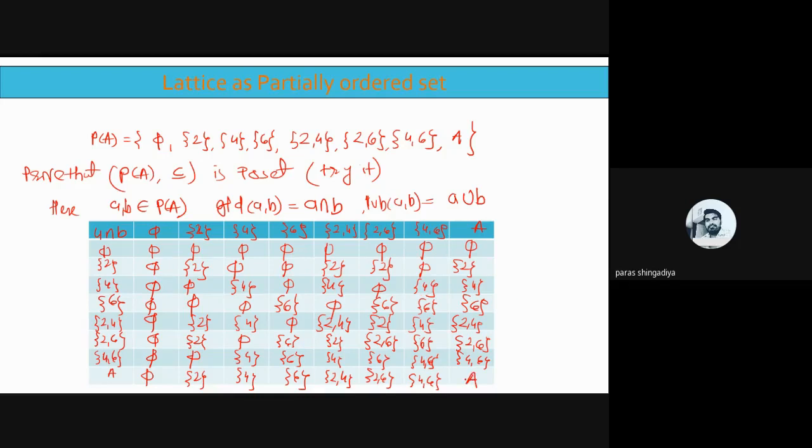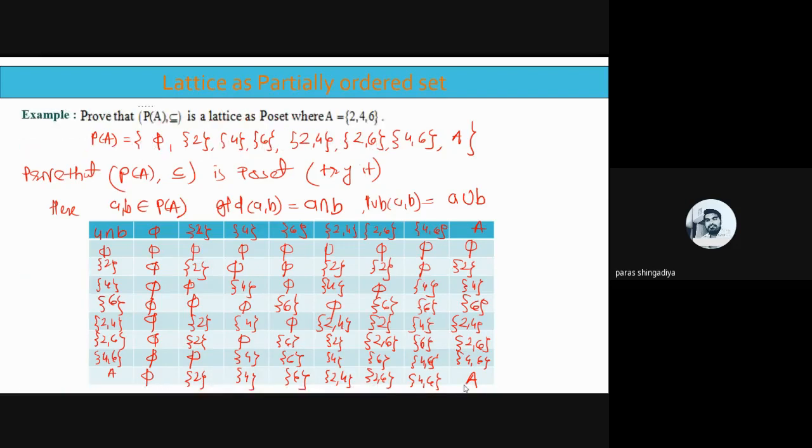Clear? So this is a table of A intersection B, and now check this value. All the answer, it is in form of 5, singleton 2, 4, 2 6, 2 4, 4 6, and the A itself. There is no any another element we have which is not a part of P of A. Okay, so we can say that GLB of AB means A intersection B, that is belongs to the P of A. Clear? And similarly, you have to prepare the second table for the A union B.